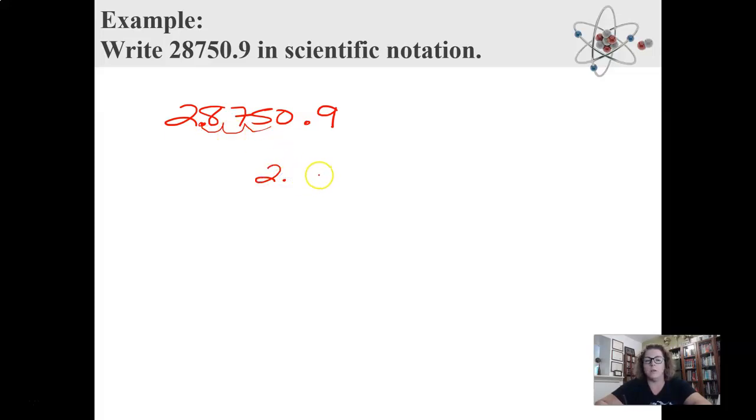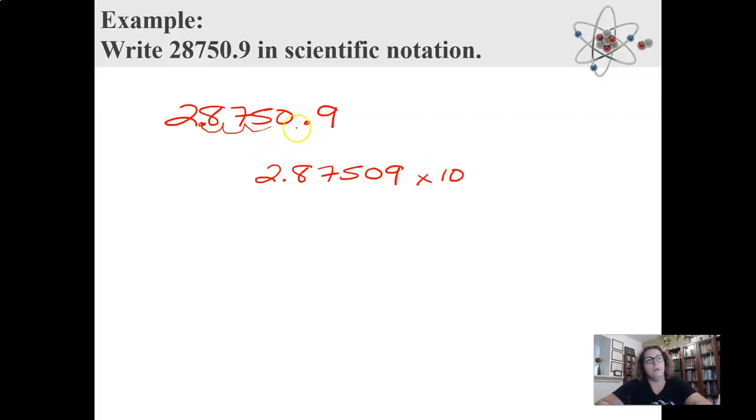As long as it's between 1 and 9.9, you're fine. But you do have to write down all of these numbers because they do matter. They're what's called significant, okay? And you know we'll get to that topic. So 2.87509 and then times 10.